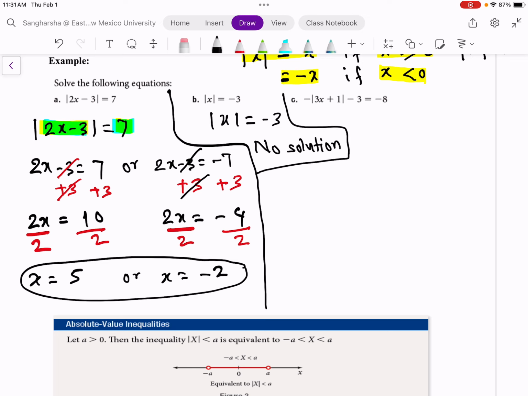So before solving the equation, before using the definition, make sure the absolute value of the expression is positive. If it's negative, every time, no solution. If the absolute value of the expression is negative, every time, no solution.